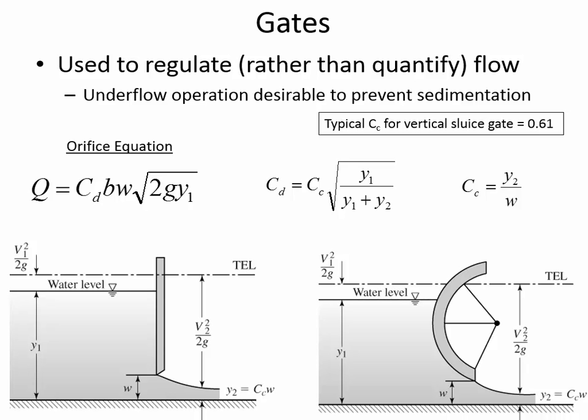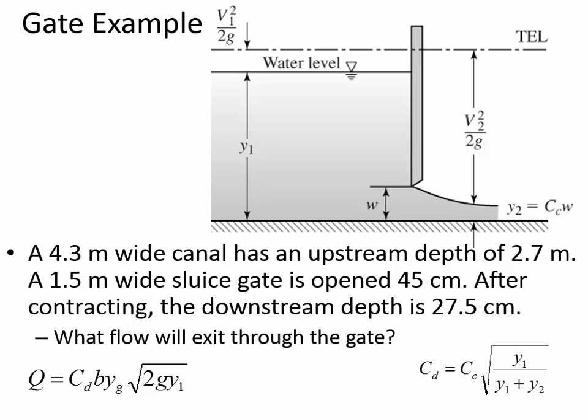And there are a couple of different ways to estimate what the coefficient of discharge is. And one of them is by taking into account both the coefficient of contraction and then the difference in depths upstream and downstream of the gate. And so here's an approach that we'll use in an example here in a minute to try and estimate what flow rate can make it through a rectangular gate.